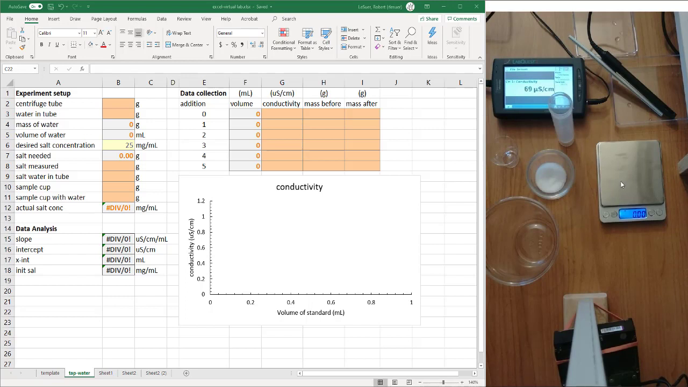mass of our solutions. One of the assumptions that we're going to make in this experiment is that the density of all the solutions is equal to 1, and that will allow us to use mass as a substitute for volume, because we'll be able to measure the mass, convert that into volume using the density. In the upper left-hand corner, we have a conductivity sensor.